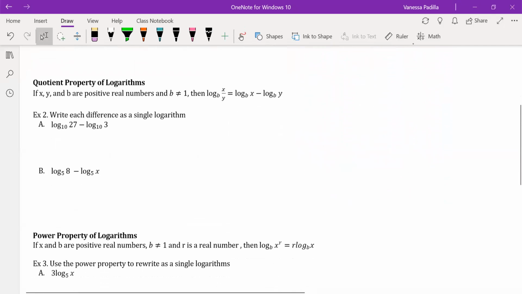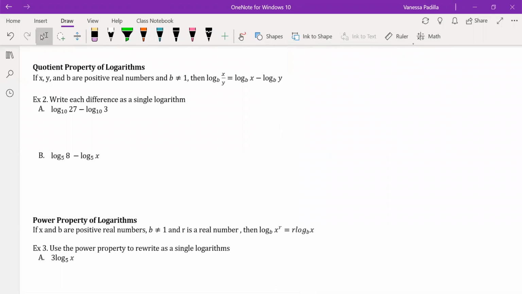All right, the next one we have here is the quotient property. When you have division, it actually turns into subtraction when we break it up. So we're going to write each difference as a single logarithm. Again, you have the same base, so you're good to go, and then you have subtraction, so you're going this way. So it's going to be log base 10 and then 27. It's always the first one divided by the second one.